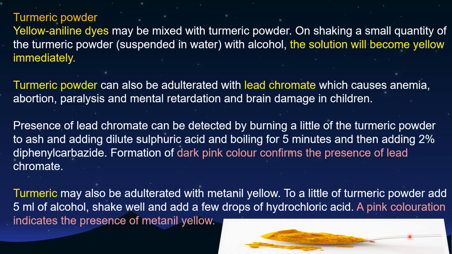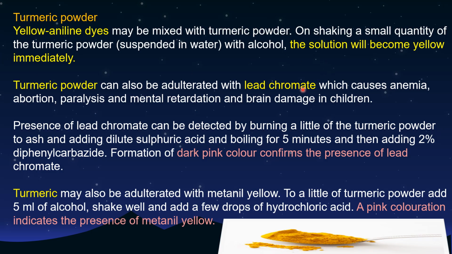Next we will see some spices like turmeric. What are the adulterants that are present? In order to enhance the color of the turmeric powder, they will add yellow aniline dye, which is not good for health. On shaking a small quantity of turmeric powder in water or in water with alcohol, we can see the yellow color coming out immediately. So we can identify the presence of aniline yellow.